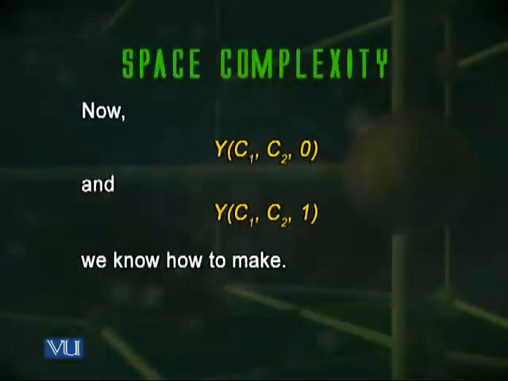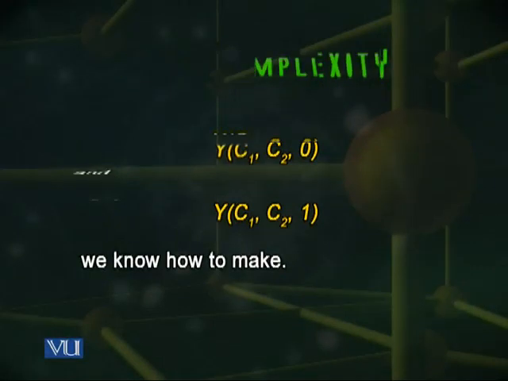The second thing was Y(C1, C2, 1). How do we make this? Well, this was the heart of the Cook-Levin theorem.